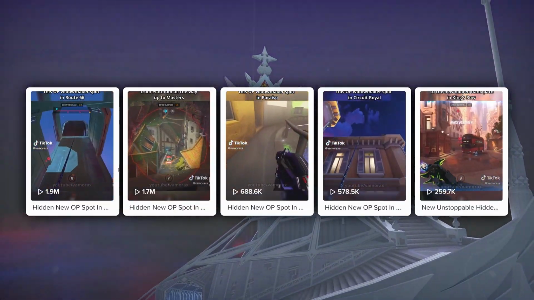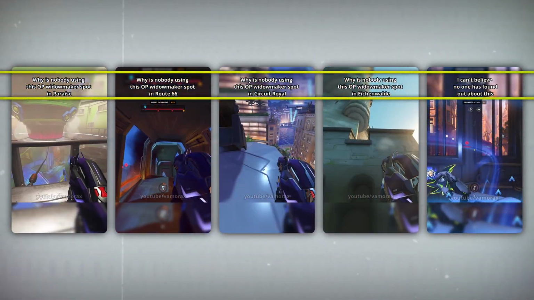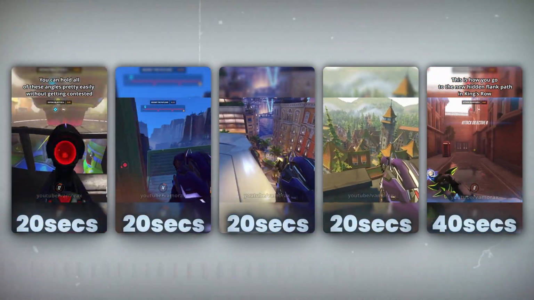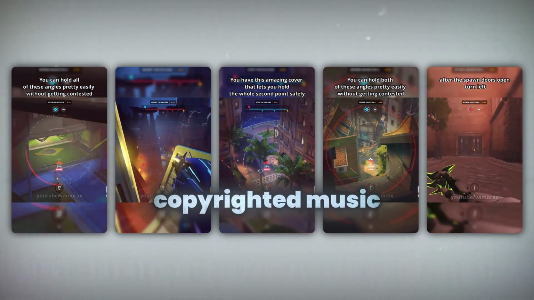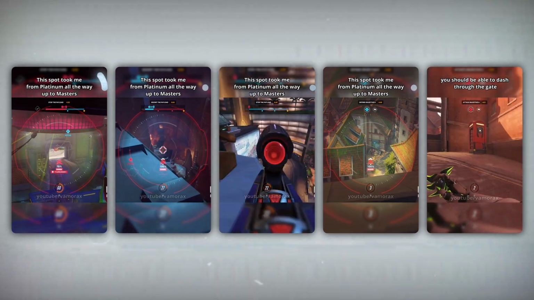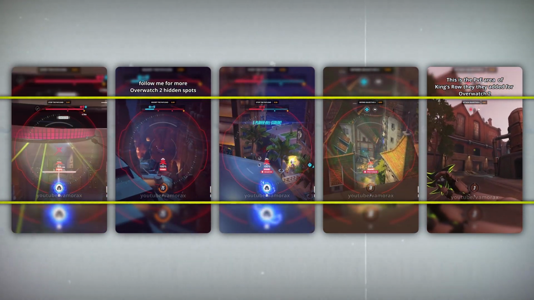Lastly, I would like to say that 4 out of the 5 TikToks follow almost the exact same editing. All of them start with the phrase, "Why is nobody using this OP Widowmaker spot?" They are almost the exact same duration. All of them have the same music, a copy of the video playing in the background blurred, the phrase "this spot took me from platinum all the way up to masters," even how zoomed in the video is. It's all the same in all of them. So, this is how I got those TikToks to a total of 5 million views.